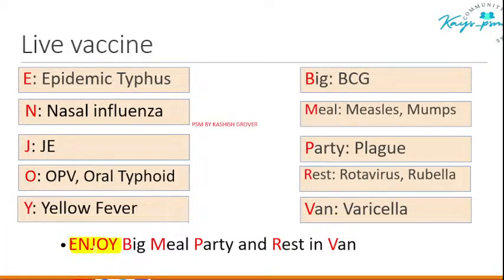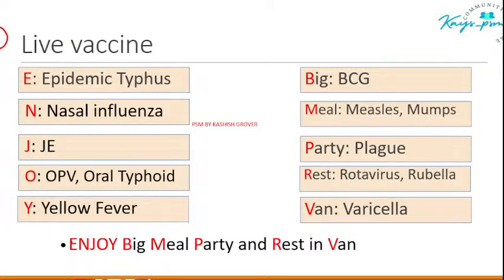Repeat with me: enjoy big meal party and rest in van. Epidemic typhus, nasal influenza, Japanese encephalitis, OPV and oral typhoid, yellow fever, BCG, measles, mumps, plague, rotavirus, rubella, and varicella, right? So this is the mnemonic for live vaccines. This is topic number 1 from vaccines, which is important, right?